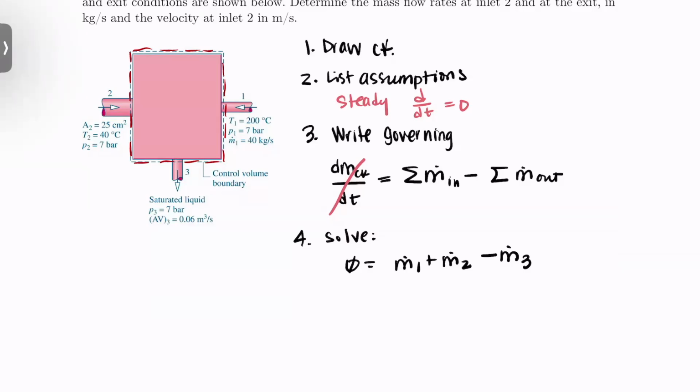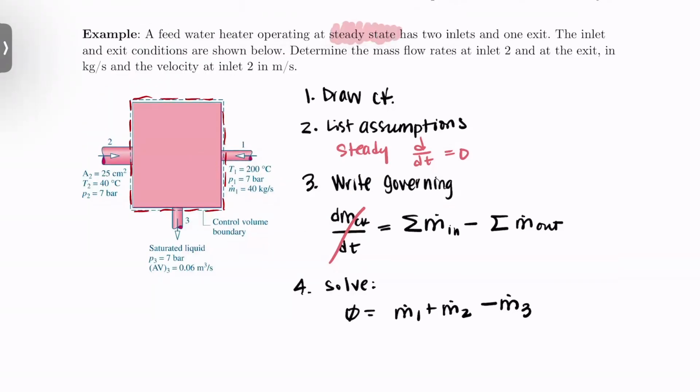We want to find the mass flow rate at inlet 2 and at the exit. So this is m dot 2 and m dot 3 that we're looking for. And we also want to find the velocity at inlet 2 in meters per second. So this is V2 that we're looking for, right?